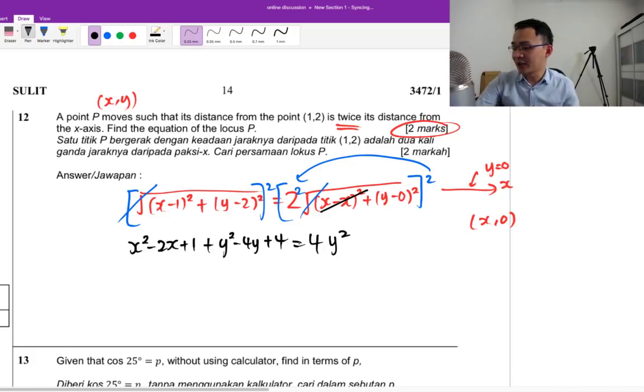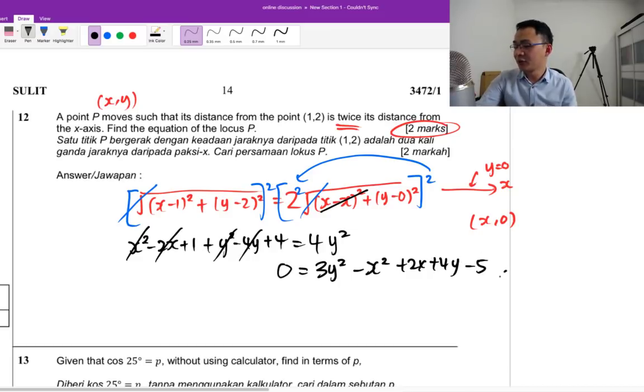And then I will just simplify here. So I move the y squared to the other side. Minus y squared, you get 3y squared. And then minus x squared. So I move the x squared here. And then plus 2x plus 4y. Solve this one, you get a 5 here, so you get minus 5 equals 0. So this one is my equation of locus.